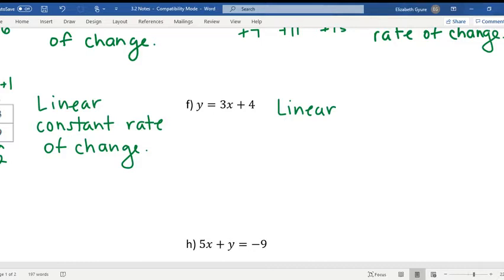So for this one, linear, because it is in the form y equals mx plus b. Good. All right, so then go to part G.